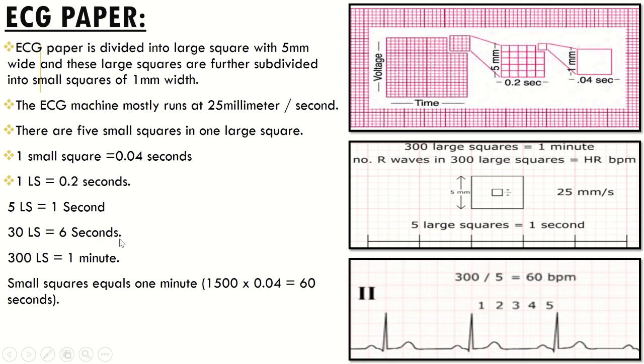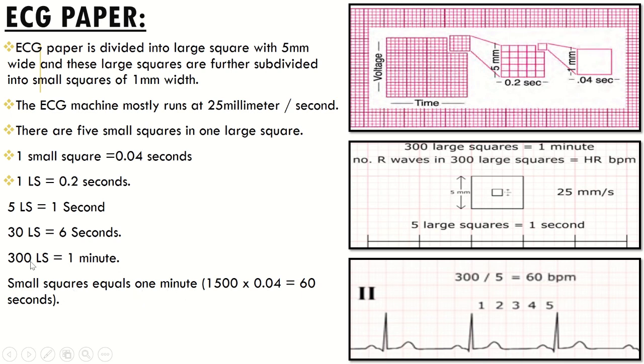So for 6 seconds, how many large squares will it take? 5 into 6, that is 30 large squares. For 1 minute, 60 seconds into 5, that is 300 large squares. So 1 large square is 0.2 seconds, 5 large squares is 1 second, 30 large squares is 6 seconds, and 300 large squares is 1 minute. It is very easy, but remember only one thing, 1 mm and 0.04 seconds. Then you can easily multiply and work out all the rest of the values.